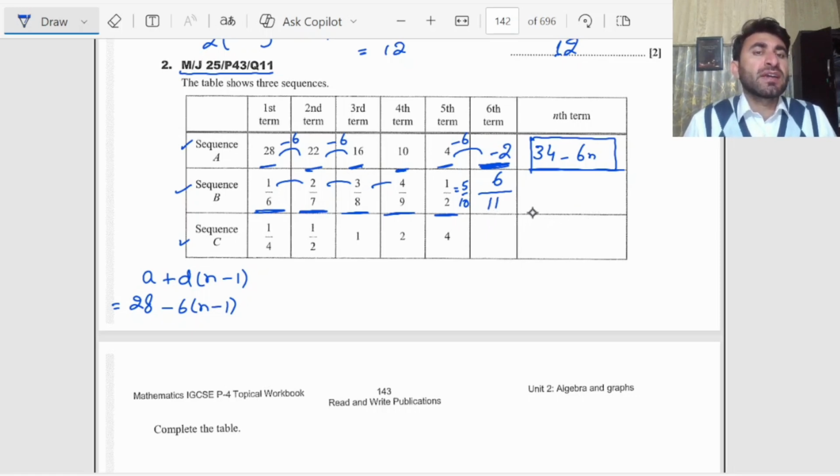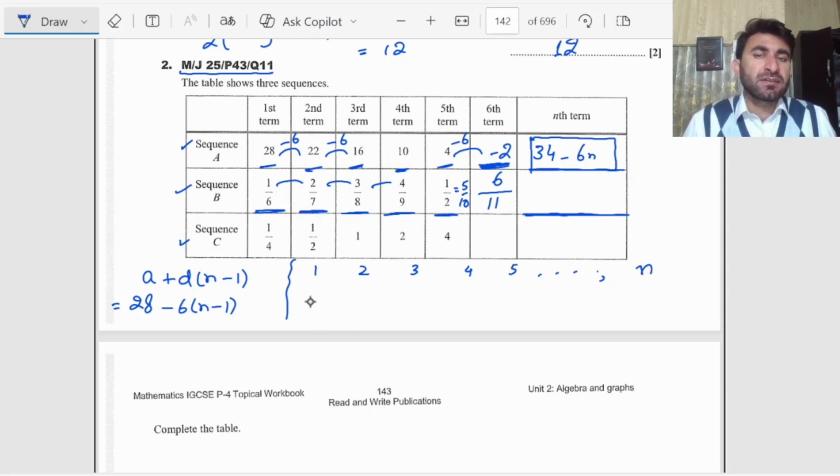Now in order to find the nth term of this sequence, we will first see that it is a fractional sequence. So we will deal with the numerator and denominator separately. The sequence in the numerator is 1, 2, 3, 4, 5, and so on. So its nth term is simply n, because it is actually a natural number sequence.